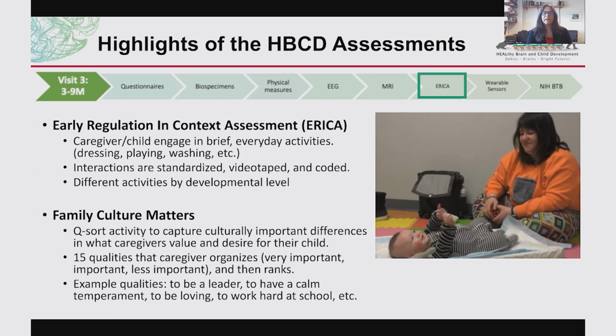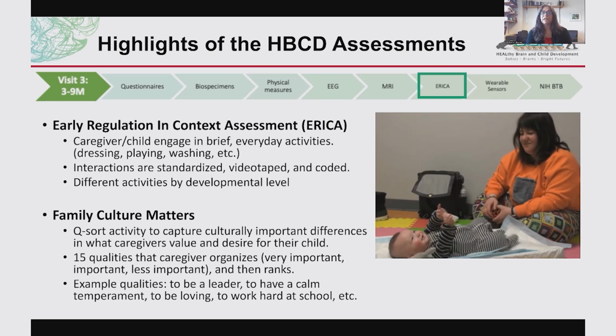And there are different sets of activities for developmental levels. So this visit window encompasses from 3 to 9 months. And so there's one set of activities for kids before they are able to move around, before they're crawling or moving independently, and a different set for after.